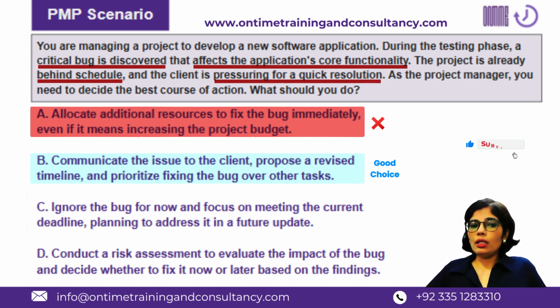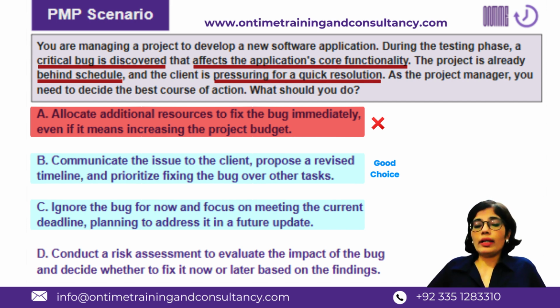So option B could be a good choice, but if we have a better choice than option B, then we would go with that. So we are going to keep option B and we are going to check the other choices. Option C, ignore the bug for now and focus on meeting the current deadline and planning to address this in the future.